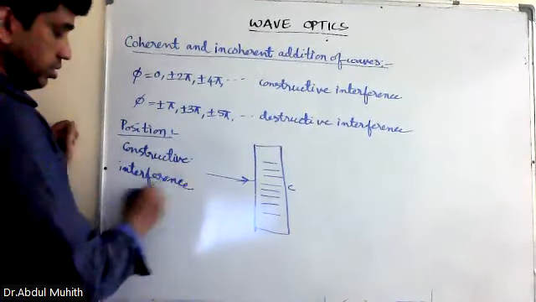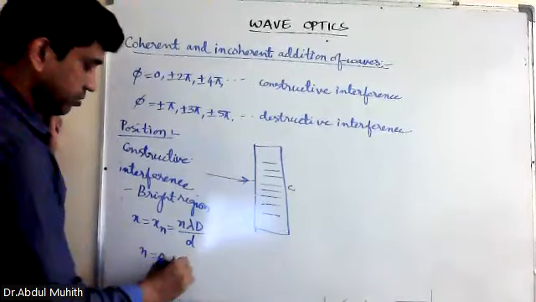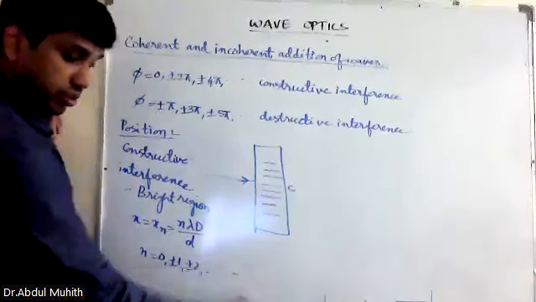What is the formula? x is equal to xn is equal to n lambda D by d, where n is equal to 0, plus or minus 1, plus or minus 2, and it keeps on going.